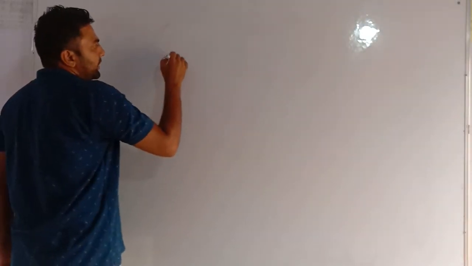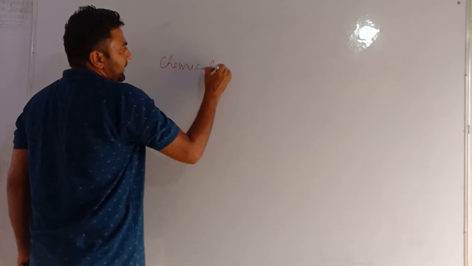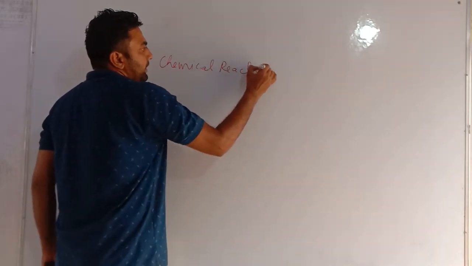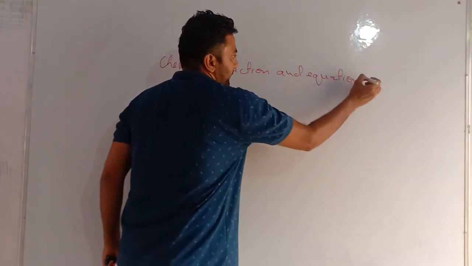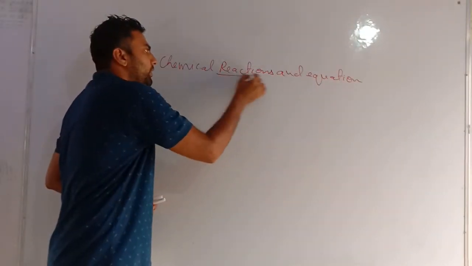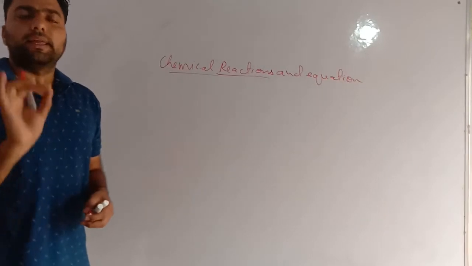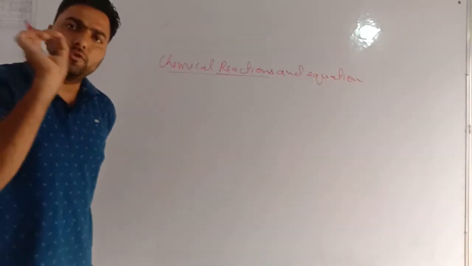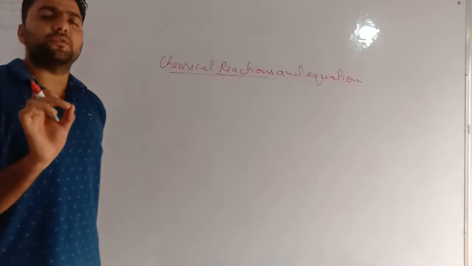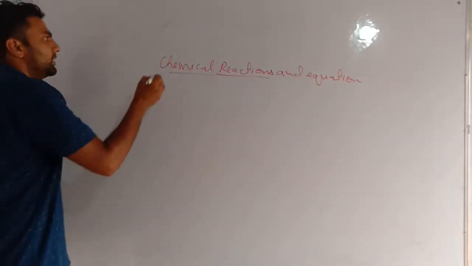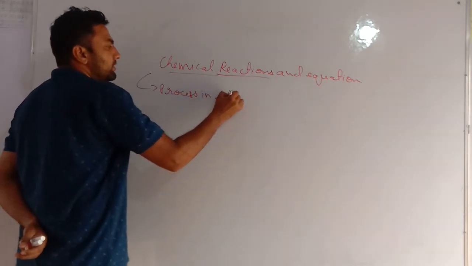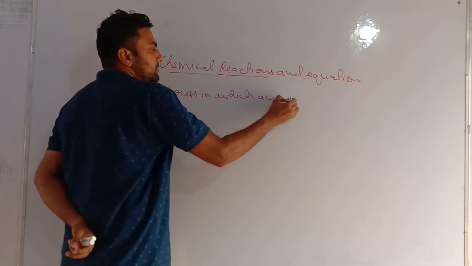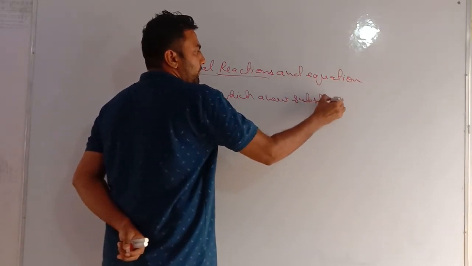Okay, dear students, today we'll start a new chapter, that is chemical reactions and equations. First of all, we need to know what a chemical reaction is. A chemical reaction is a process in which a new substance is formed, and the new substance formed has fully new properties. What is a chemical reaction? It is a process in which a new substance is formed.